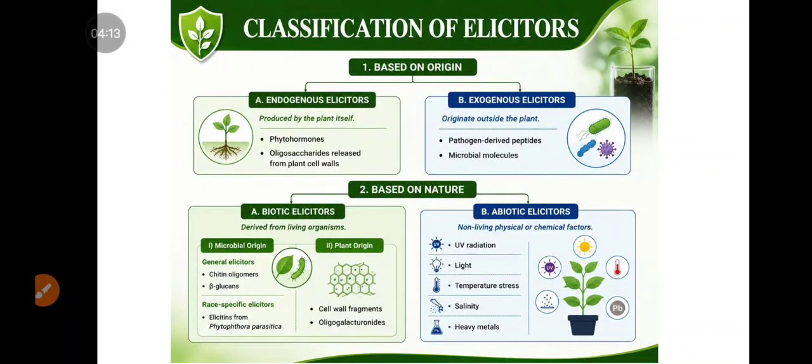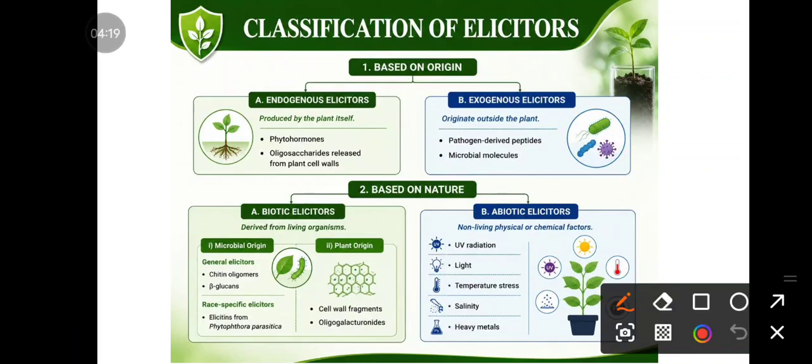Next, the classification of elicitors. Based on origin and based on nature, this is the classification. First, based on origin, meaning where it is produced, from where it originated. Two types of elicitors are there: endogenous elicitor and exogenous elicitor. Endogenous elicitor means the plant itself produces the elicitors inside it. By receiving some stimuli, it starts producing the endogenous elicitors. The examples are oligosaccharides released from the cell wall and phytohormones. Remember the examples also.